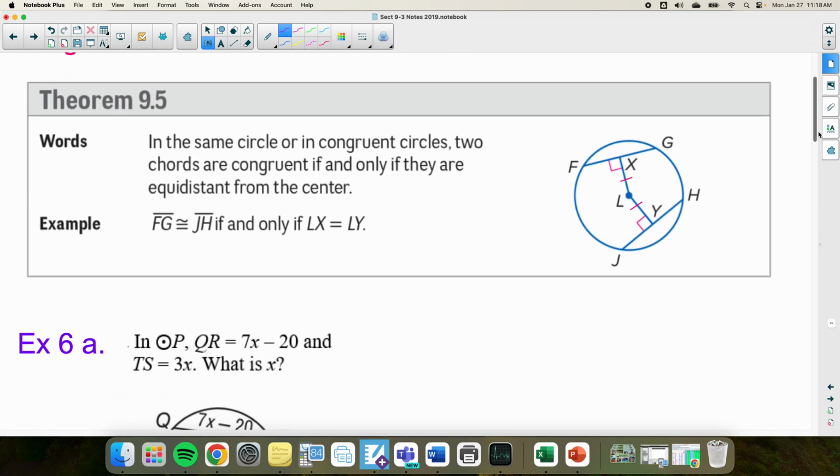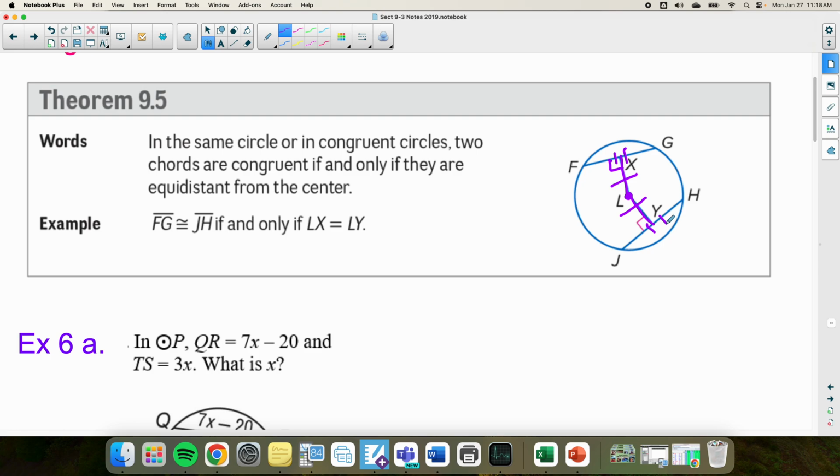Last question, or last theorem I should say. This one is not as hard as that previous one. So there is something called a perpendicular distance from the center for a chord. So if you have a chord and you draw a segment from the center to that chord that is perpendicular, and then you have another chord and you draw a segment from the center to that chord that is perpendicular, what this says is if those lengths are the same distance, these two chords are going to be equal.